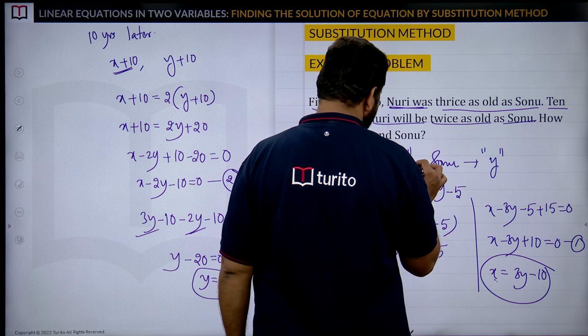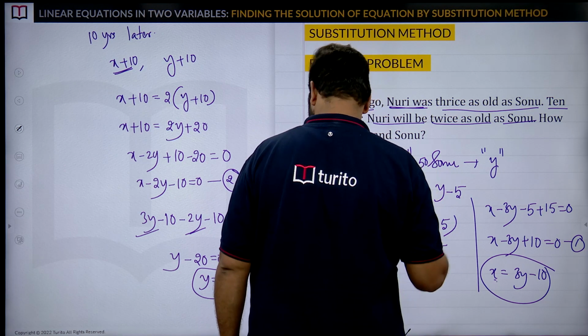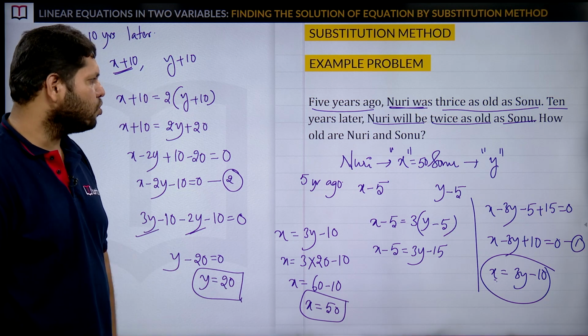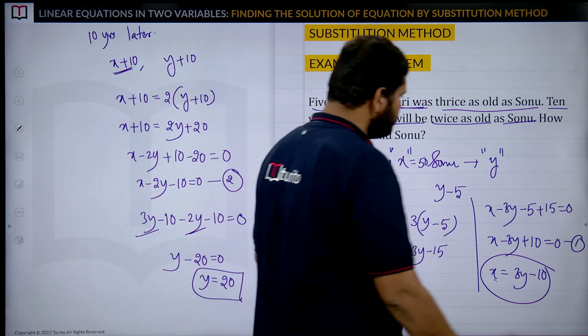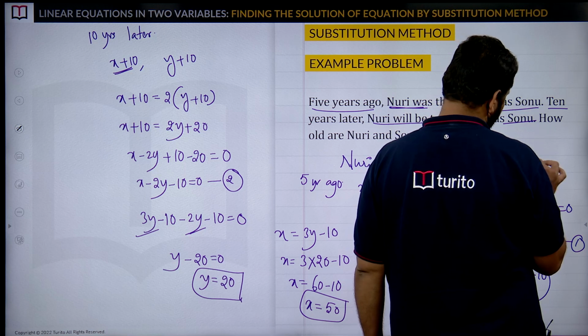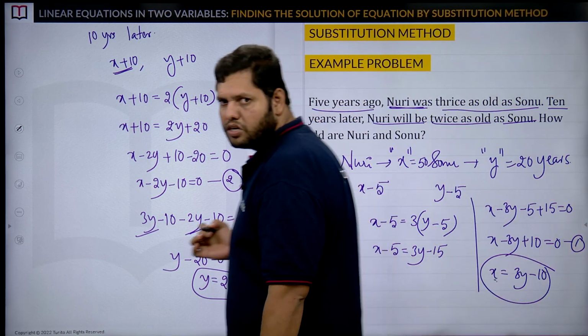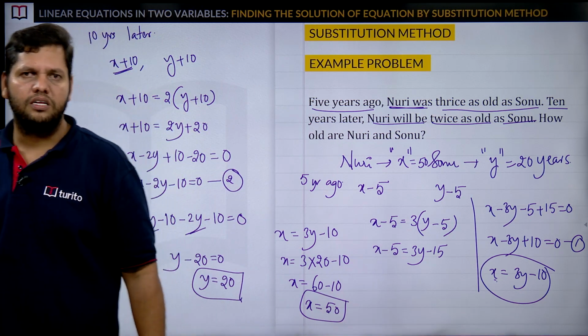Here x is Noori's age. So what is Noori's age? 50. So Noori's age is equal to 50, and Sonu's age is equal to 20. So y is equal to 20 is the answer. Clear, children? Any doubts regarding this question?